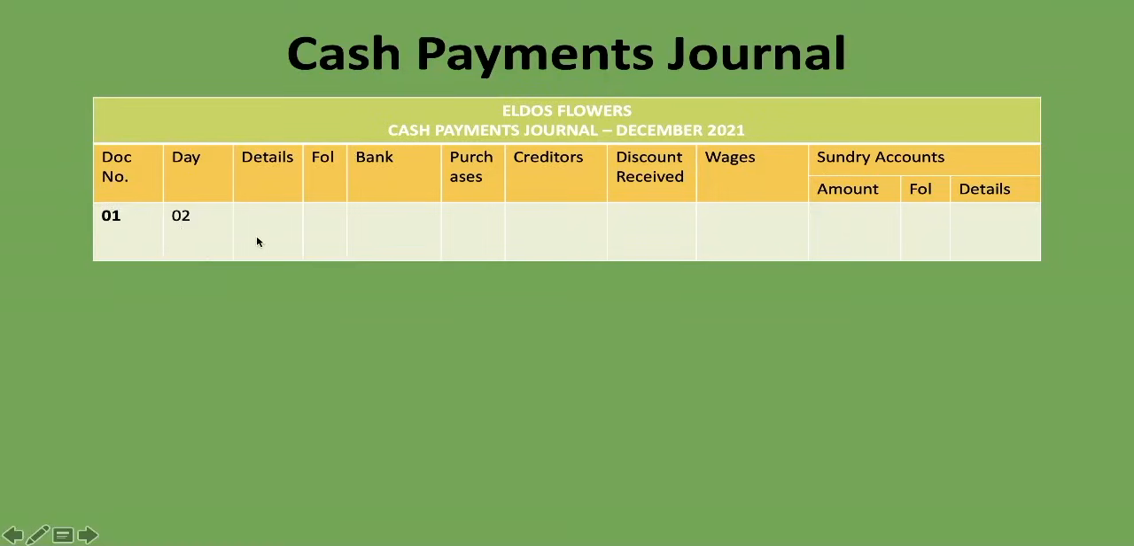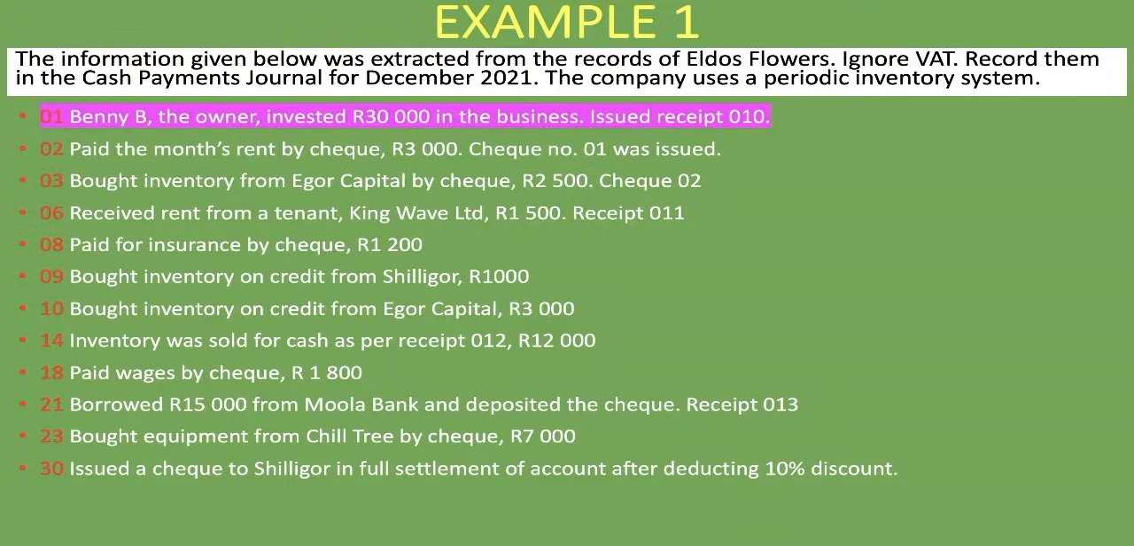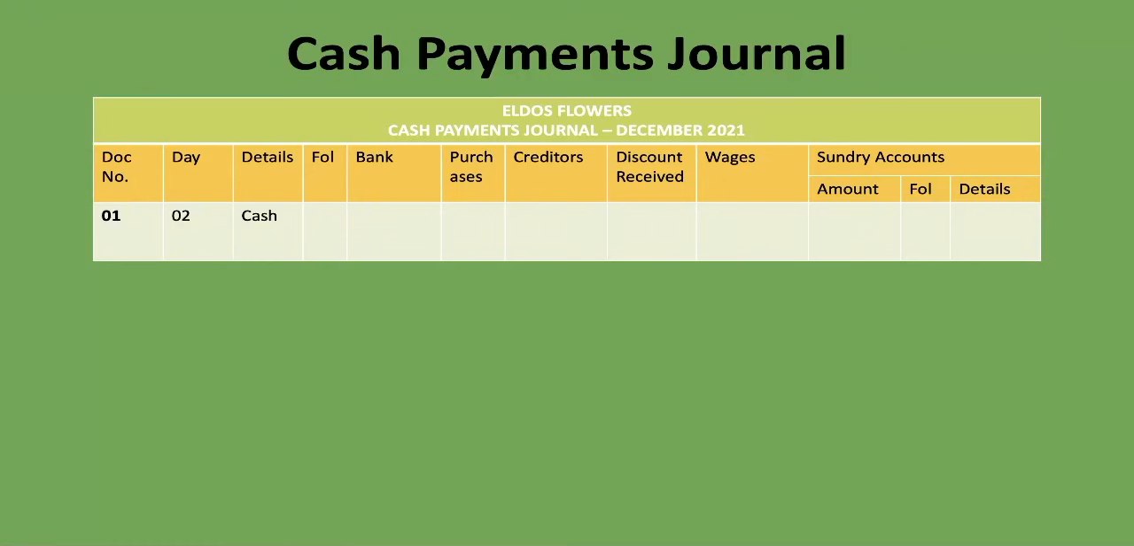And what is the detail that we have to take into account here? What did we pay for? We can see here we paid for the month's rent. So we paid for rentals, but we paid it using cash. So we're going to record cash under details. The details section is where you record the name of the supplier or how you paid for it. So we paid for rent using cash, and then we're going to skip the folio here for now, as I mentioned earlier on. And then the bank section is how much we paid out.